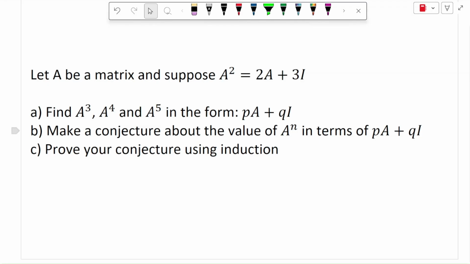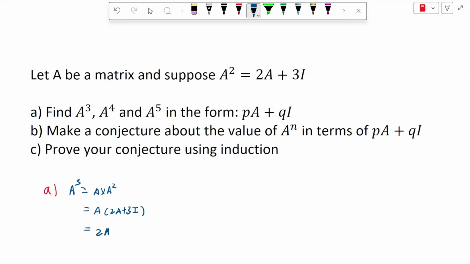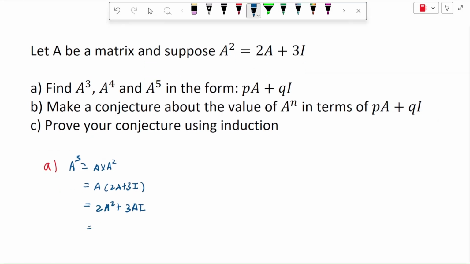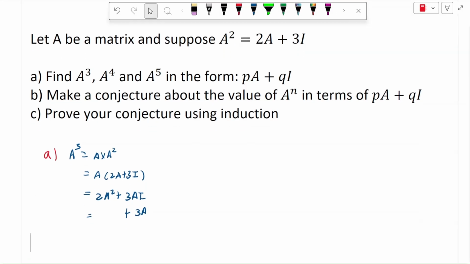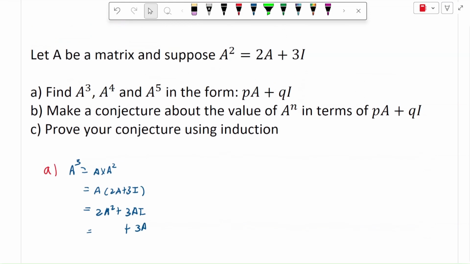Okay, so if you know how to do part A, please pause and try. If not, I'll show you how part A works. A is a matrix, A squared is 2A plus 3I, and then we can work out A cubed. So for this bit here, A cubed, we can write this as A times A squared. So this is A into 2A plus 3I. This is 2A squared plus 3AI. Now, that just becomes 3A on the end because A times I is A. That's what the identity matrix does.